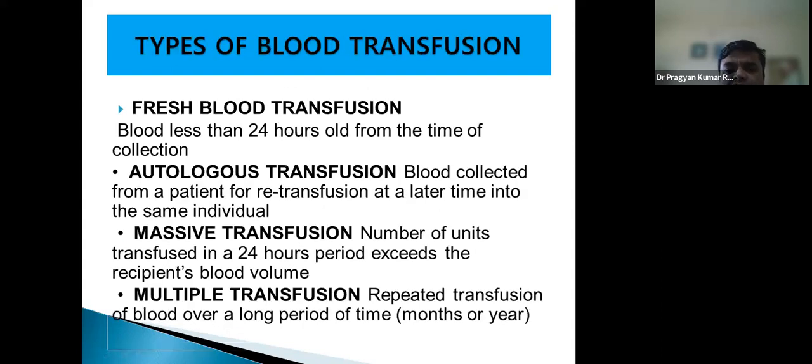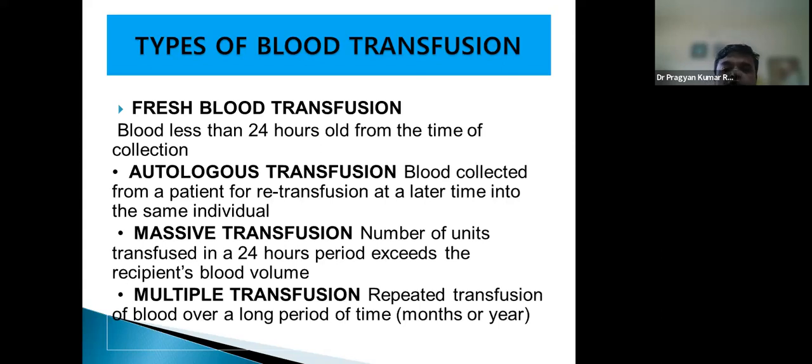Coming to types of blood transfusion, number one is fresh blood transfusion, where blood less than 24 hours old from the time of collection is transfused. Second is autologous transfusion, where blood collected from a patient is retransfused at a later time into the same individual. Like we are going for a major surgery around 15 days from now, we have collected some blood from you, we are giving your blood to yourself only.